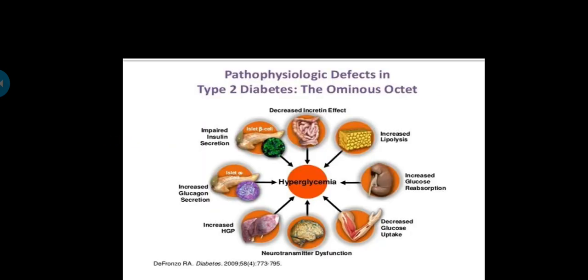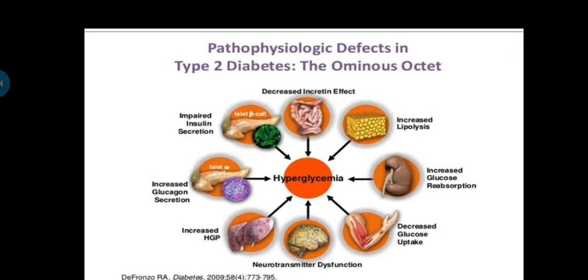So we have discussed insulin secretory defect and insulin resistance, but type 2 diabetes is not only these two mechanisms. There is the ominous octet. You have to remember this, because often we will discuss drugs which act by modifying these 8 effects. Not all 8 effects, but some drugs will block some effects. That's why we have to know what the 8 pathways are.